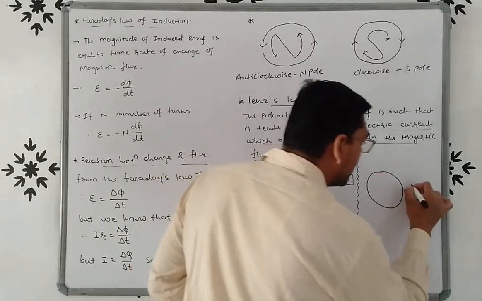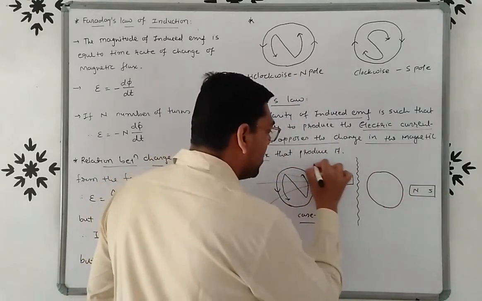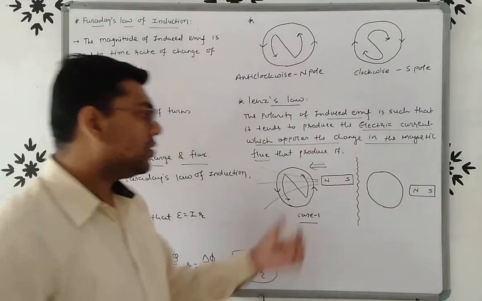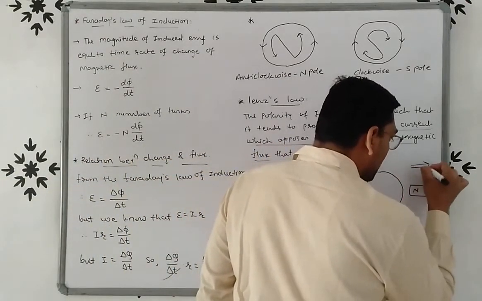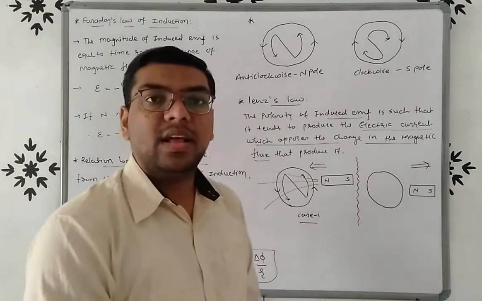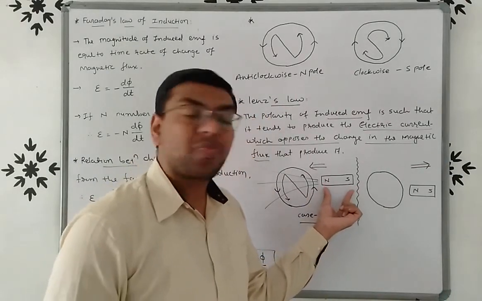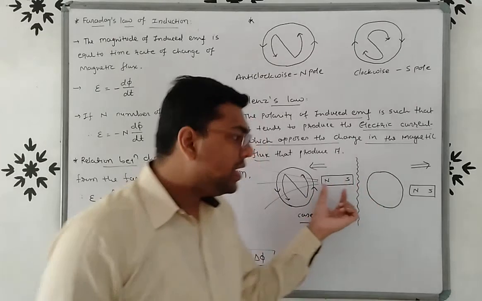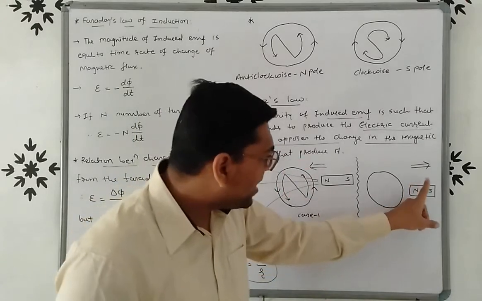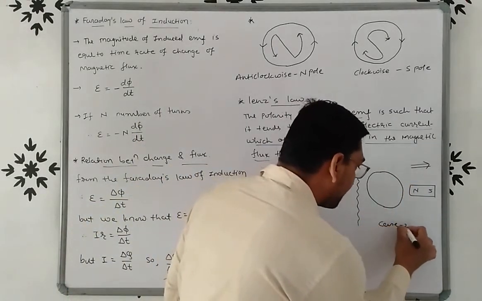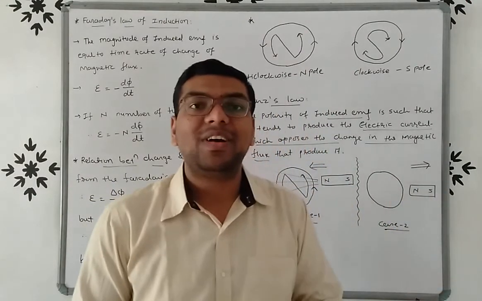This is the coil, this is the magnet, north, south. Here we move the magnet near to the coil. Now, in this case, we move the magnet away from the coil. Now what happens? Friends, when we move the magnet near to the coil, we know that magnetic flux increases. But in this case, when we move this magnet away from the coil, what happens?